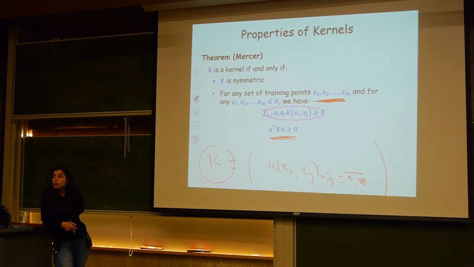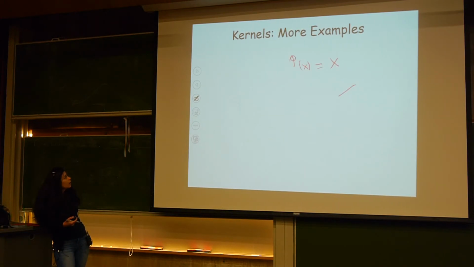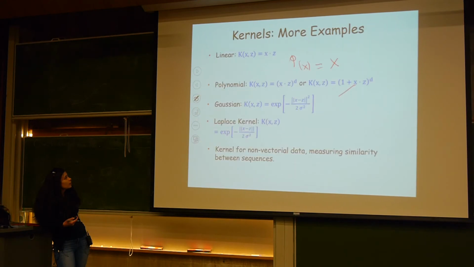Okay, so this is one way in which you can verify that a pairwise function K is a kernel. For example, you can use this to verify that the Gaussian kernel is a kernel, or that these other examples that I had on my slides are legal kernel functions.